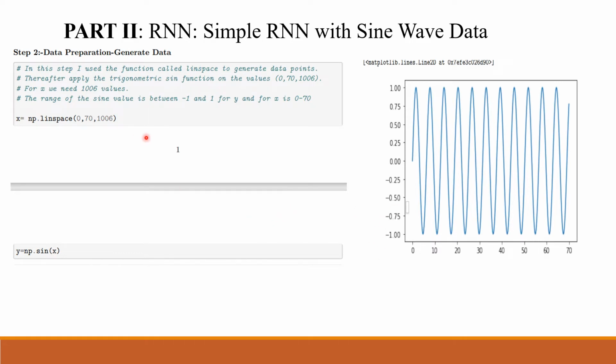What followed next was data preparation, generating the data, and the data points that I used were 0, 70, and 1006. The range of the sine wave is between -1 and 1 for y, and for x it is between 0 and 70. This is just a visualization of the data.